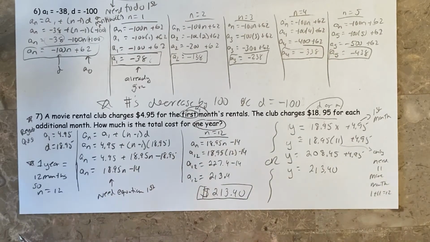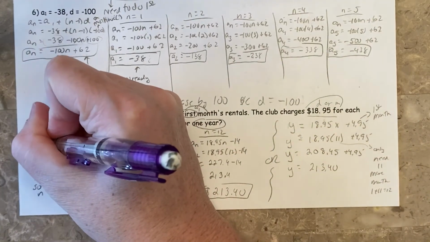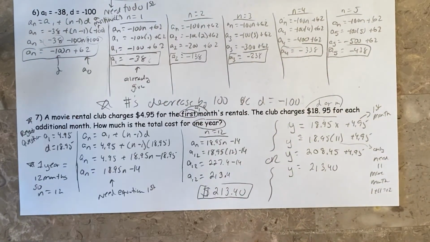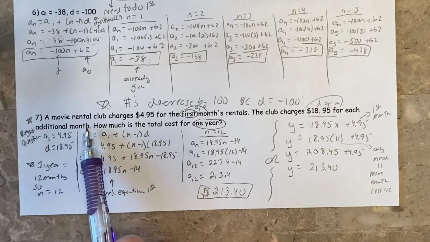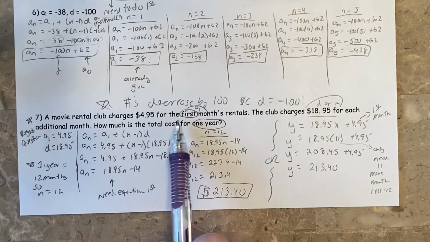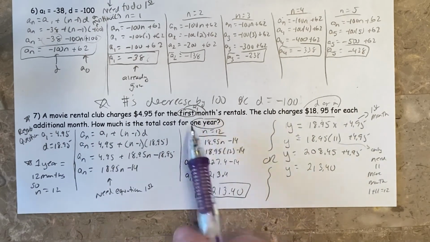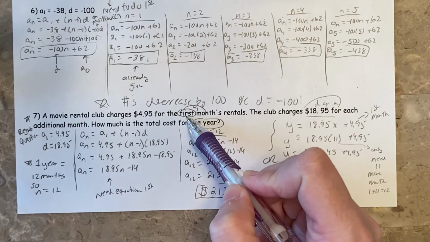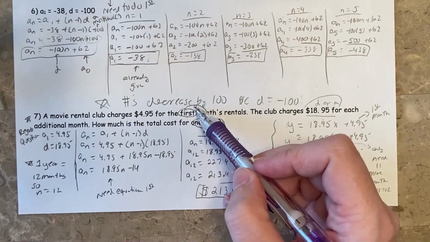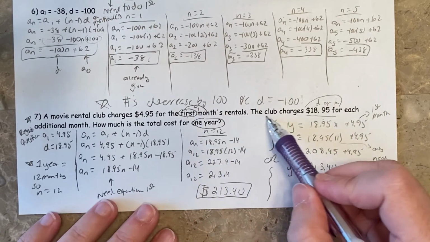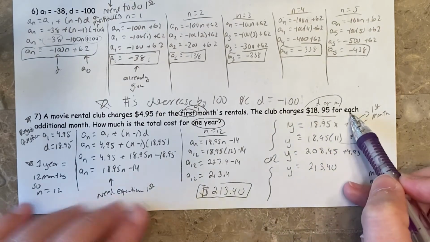Okay, this came right from the Regents. I did not make this up. A movie rental club charges $4.95 for the first month's rental. So anywhere they say first, they're referring to a sub 1. Okay, the club charges $18.95 for each month.